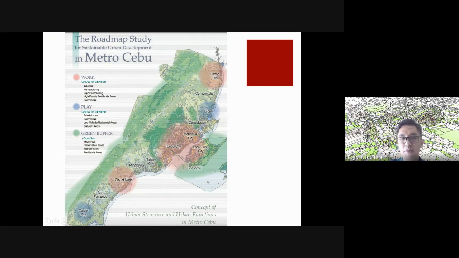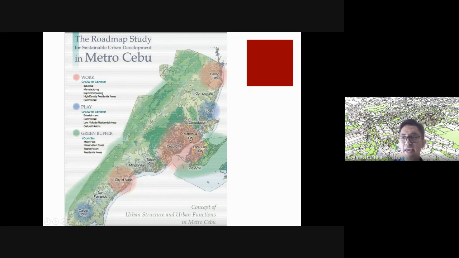While the other municipalities and cities like Talisay, Minglanilla, Cordova, and Consolacion will become the green buffers, and their major service will be parks, preservation zones, tourism, and residential areas as well. So if you look at the pattern, it's sort of like a radiating pattern where you have the three largest cities in the center, and then it spreads out a bit, not in the same way urban sprawl spreads out, but these are ideally, or hopefully, controlled growth, and not just residential growth, but commercial, tourism, manufacturing, and industrial growth as well.